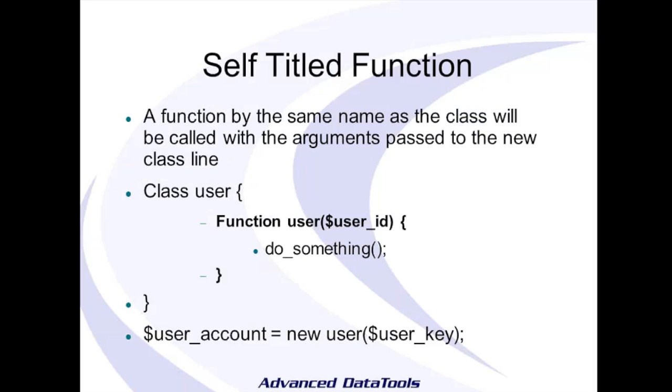The self-titled function, this is the old way of doing it. Just call it the underscore construct method now, but it works the same way, where when the class is created, it'll call that function with any arguments it's passing. Down here at the bottom, I have a good example of how to create a class object, which is you say variable is equal to new and then the class name. And then you can pass a variable if you want to, if your construct function is expecting an argument.